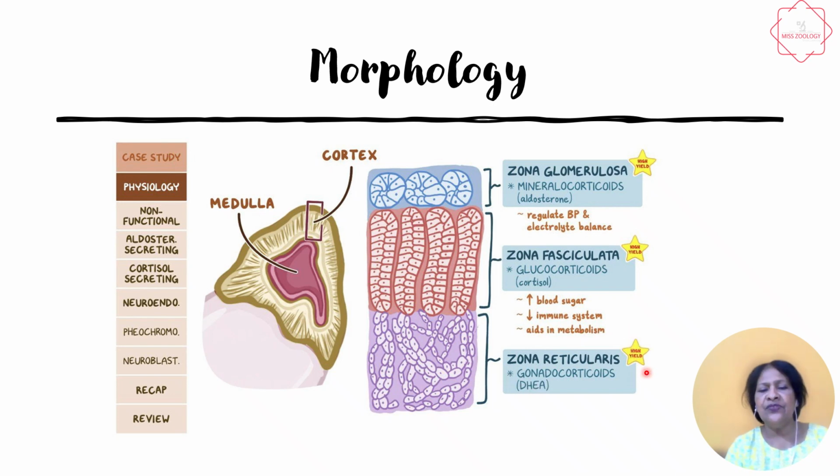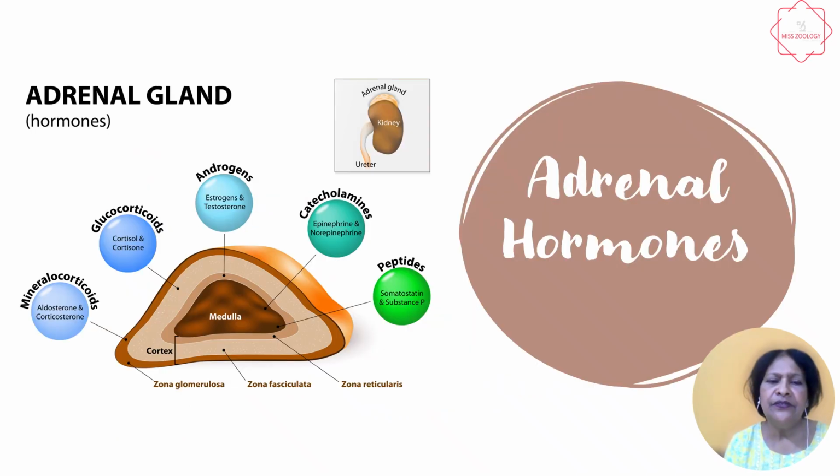The cells of the zona reticularis, which give out gonadocorticoids, help in the formation of the gonad hormones, which help in the release of testosterone and the female hormone estrogen. When we look into the medullary part, these medullary cells secrete epinephrine and norepinephrine, which also come with the name of adrenaline and noradrenaline.